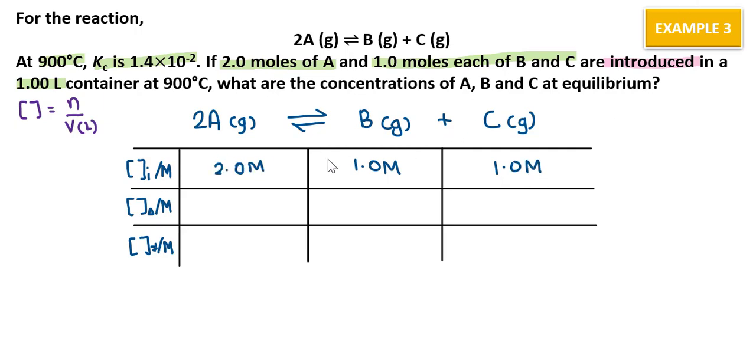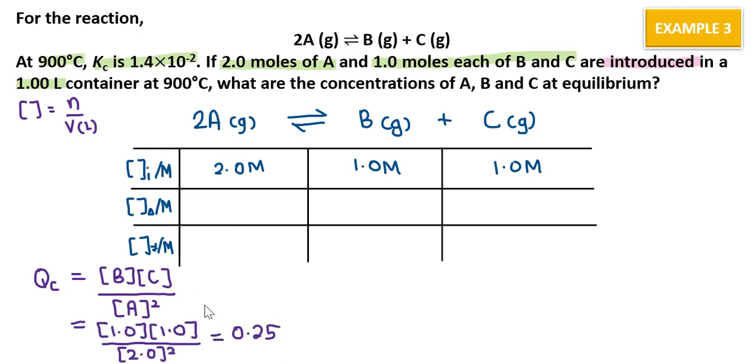So if we have the value for each reactant and product at initial, we are going to calculate the Qc of this reaction. Remember, the reaction quotient expression is the same as the equilibrium constant expression, but the difference is that the values of the concentrations are the initial concentrations. So substitute the value of the initial concentration into this expression. You will get the value of the Qc, which is 0.25.